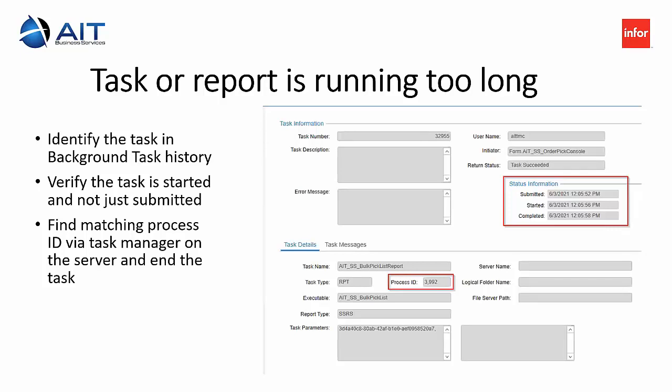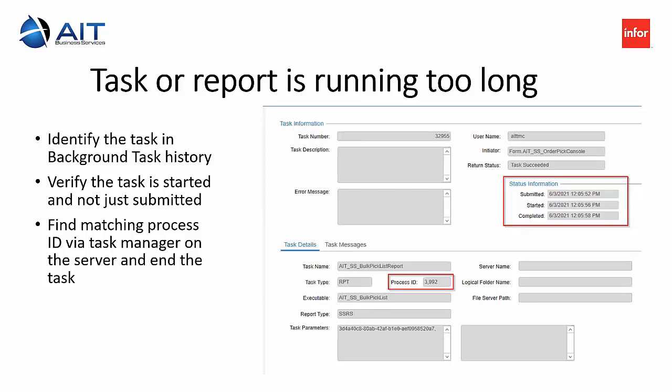But to better aid you in this analysis, you can go to the form called Background Task History, as seen here. You'll be presented with useful information that will help you determine if a report is running abnormally and what your next steps are. So you can identify the user who submitted the report and inquire about it. The parameter set they chose may be large or potentially submitted in error. And on the far right, under status information, you can see submitted, started, and completed times.